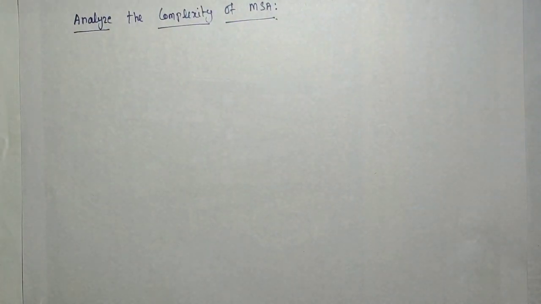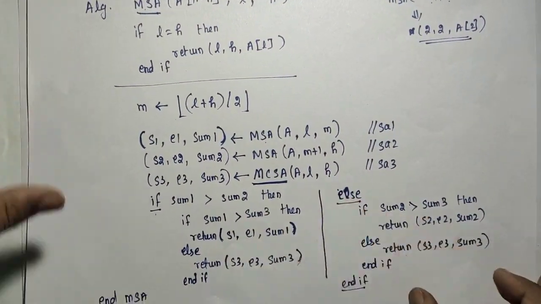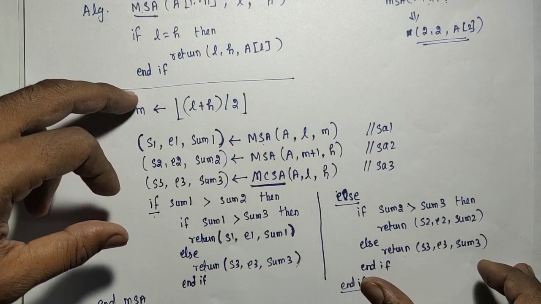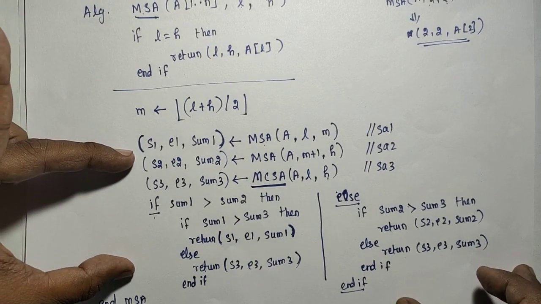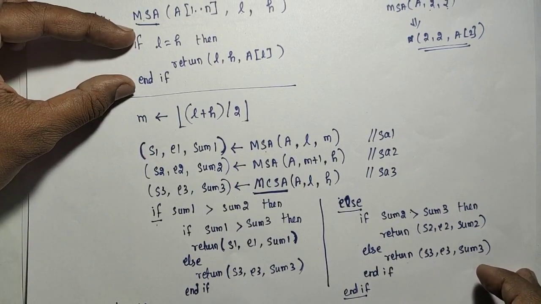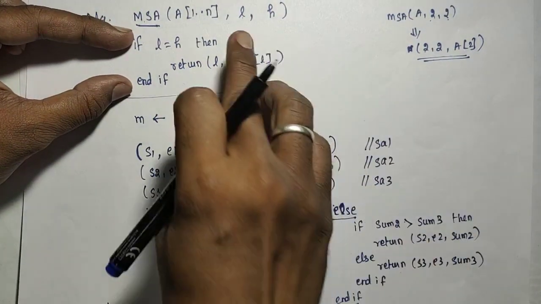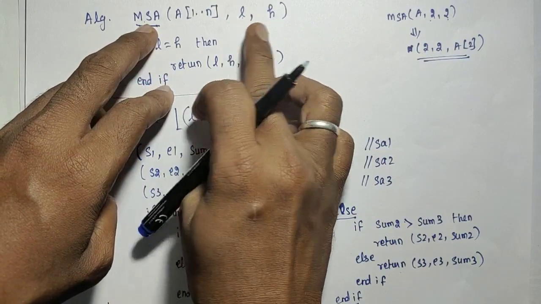Next, analyze the complexity of the MSA algorithm. This is the MSA algorithm. Actually we can divide these statements into two cases, case 1 and case 2. In case 1, L equal to H, that is only one element is there. Suppose we are going to find MSA for only one element.